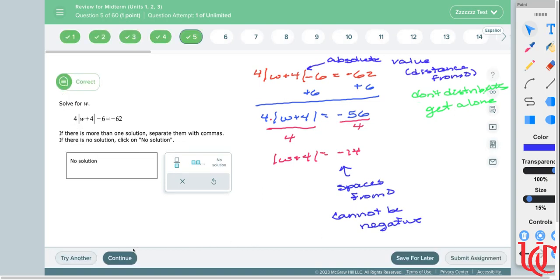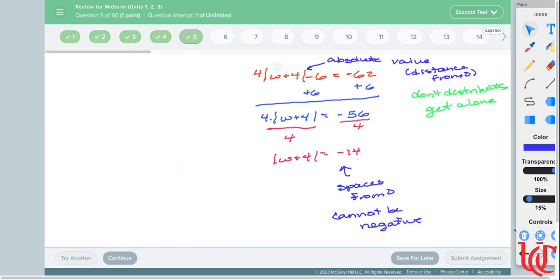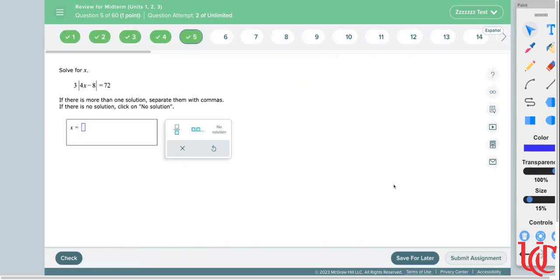All right, so we need to get another one. So we will clear our screen. And we will start by writing this one over. Okay, so remember, we're still trying to get the absolute value by itself. So we're getting rid of anything. This time it doesn't have anything added or subtracted. So we can just divide both sides by that 3.